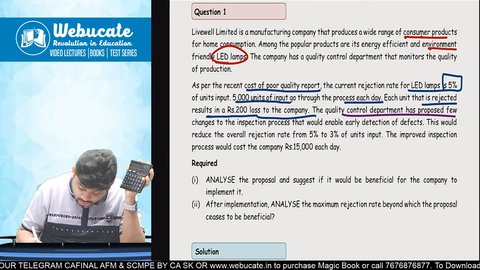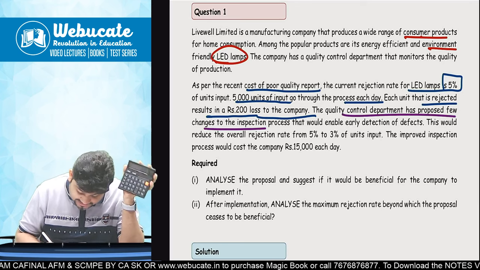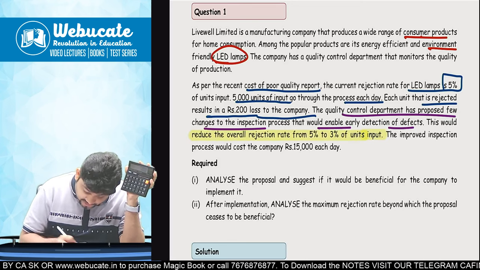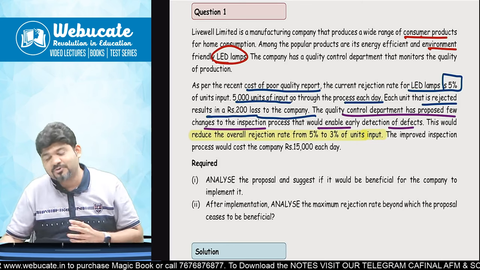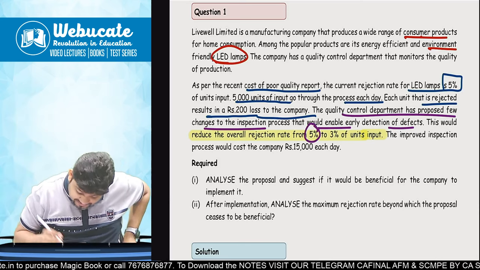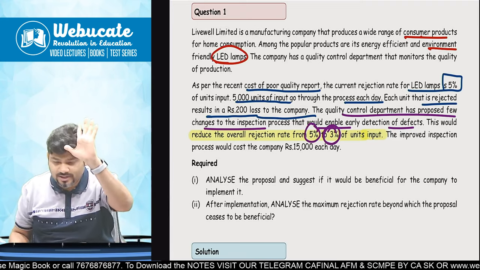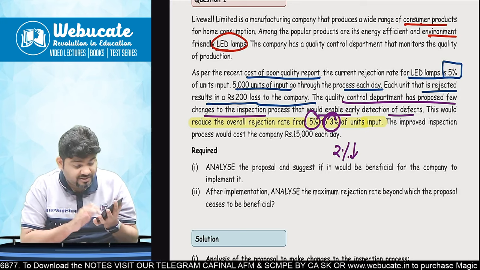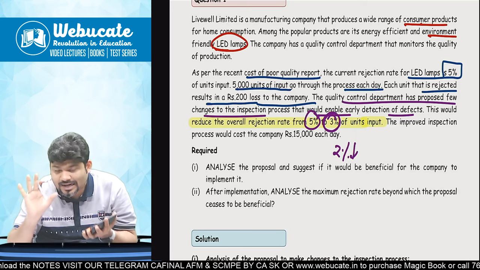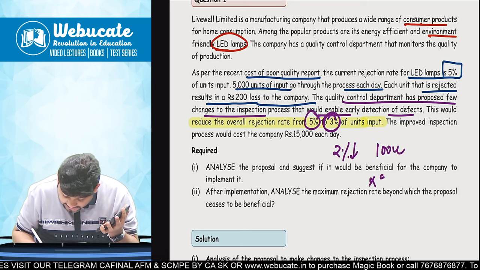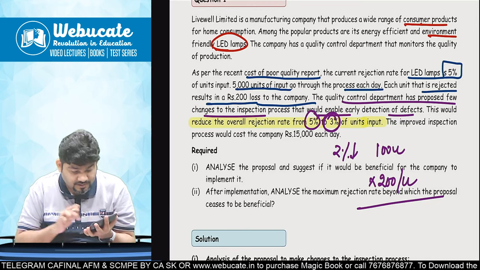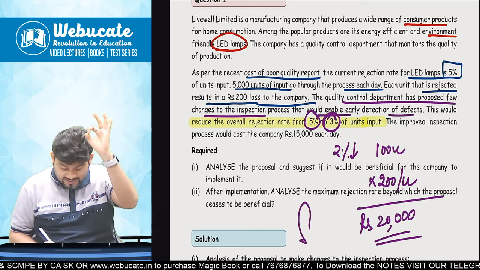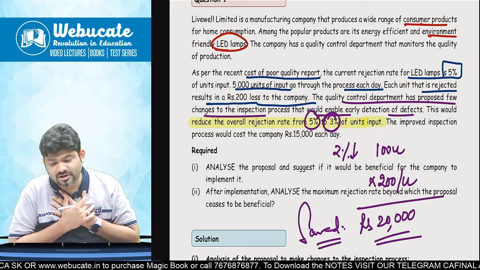Now, the quality control department has proposed changes to the inspection process that would enable early detection of defects. This would reduce the overall rejection rate from 5% to 3% of units of input. So previously also 5% was there. Now 3% will be remaining only. But at least 2% reduction will happen, which is good. So from 5,000 into 2%, 100 units at least now will not be defective. For these 100 units, 200 per unit works out to how much? Correct, rupees 20,000. Rupees 20,000 worth of money can be saved.